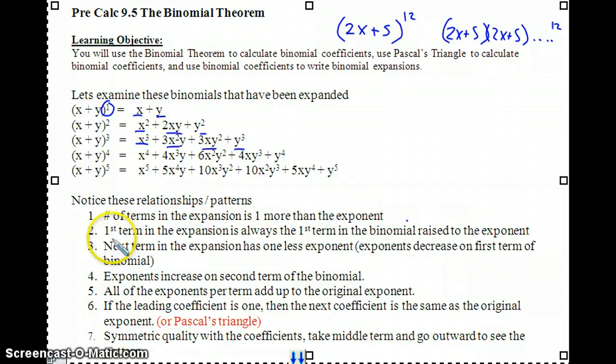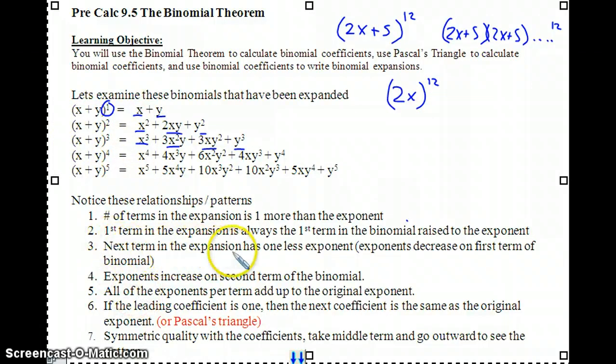The second thing says the first term in the expansion is always the first term in the binomial raised to the exponent. So notice that in my expansion here, when it was x to the first power, it's just an x to the first power. When it was x plus y squared, the first term was an x squared. This one would be x to the third, x to the fourth, x to the fifth. So for this one, it would have been 2x raised to the 12th power. So it's always the first term of the binomial raised to whatever the power is.